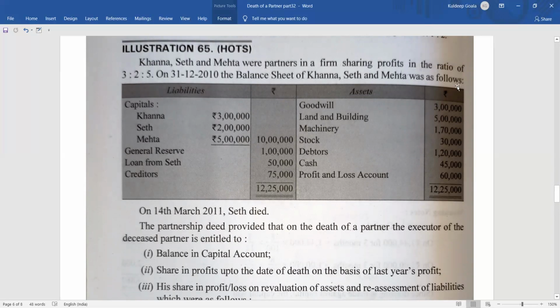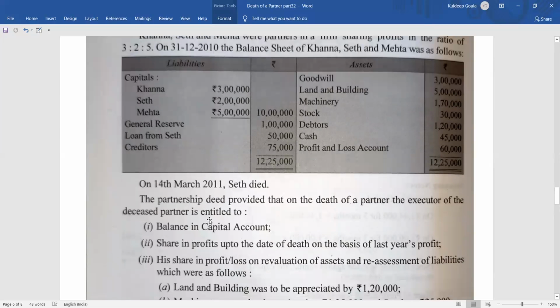That means how many days was Sheth alive? You have to count it. Okay, because it is coming in days, so you have to count in days. First of all, January, you have got 31 days, right? Again, February, you are getting how many days? 28 days. So 31 plus 28, it is coming 59 days. Okay, then 59 plus 14, it is coming how much? 73 days. So the number of days Sheth was alive was 73 days in this year, right? So 73 days should be taken for the purpose of giving the profit as well as interest and all.